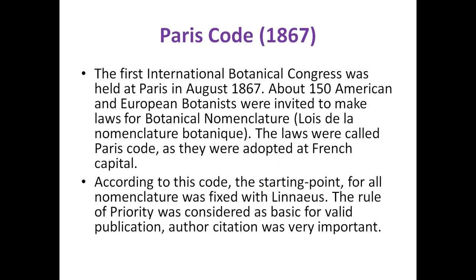the starting point for all nomenclature was fixed with Linnaeus, and the rule of priority was considered as basic for the valid publication. So they framed a rule called the rule of priority, and it is considered basic for valid publication. So who published the name, and how to consider the author name, that is called author citation. For this certain rules were framed.